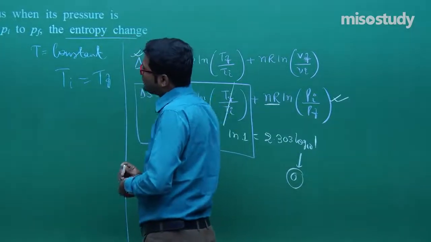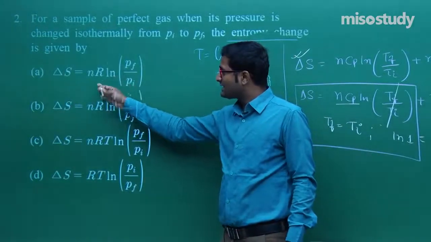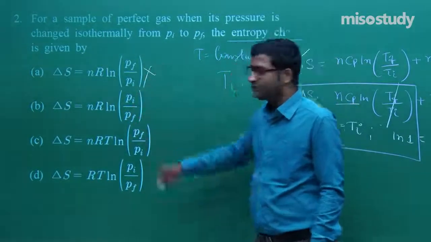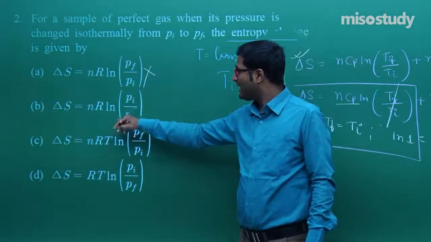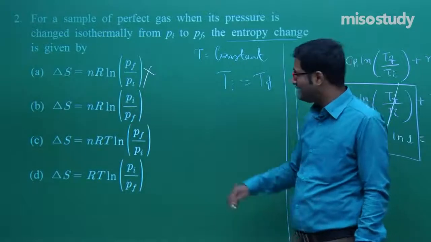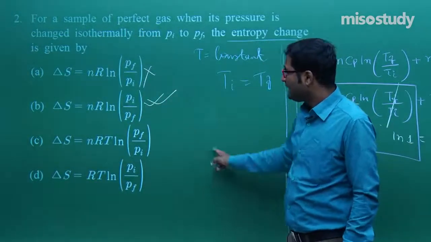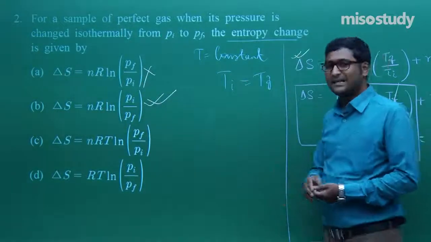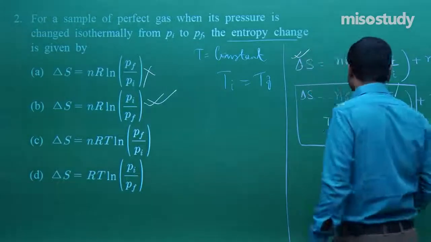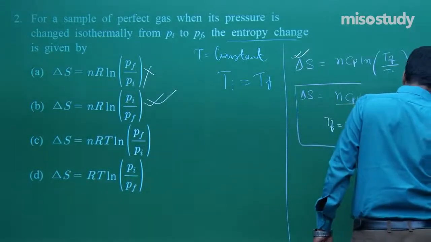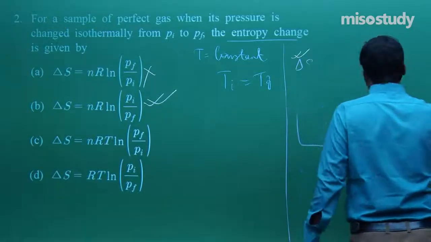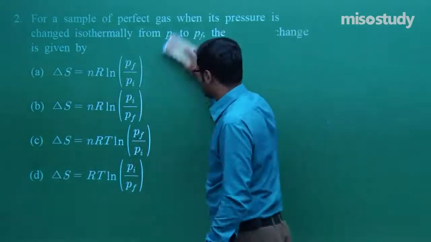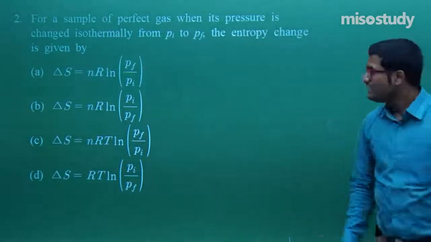Now check out which option is correct. Delta S equal to nR ln P final upon P initial. No, this one is not the correct option. Now here delta S is equal to nR ln P initial upon P final. Yes, this one is the correct option. Clear? So for this question, option B is the correct option. This is a completely theory based question. In the NEET examination, generally questions come from theory. No need to calculate in the question, just follow the simple trick and trend, then you can easily solve such kinds of questions. Clear, friend? Now let's move to the next question.